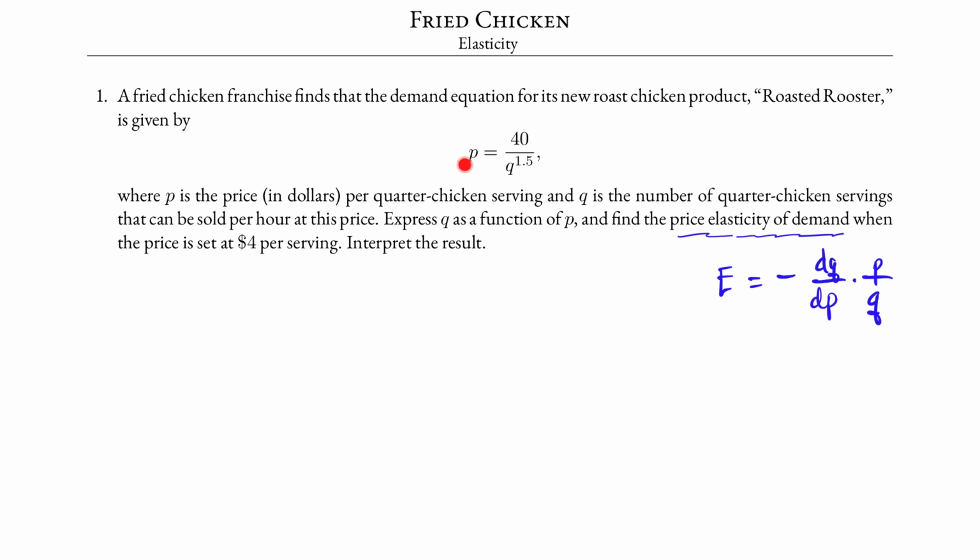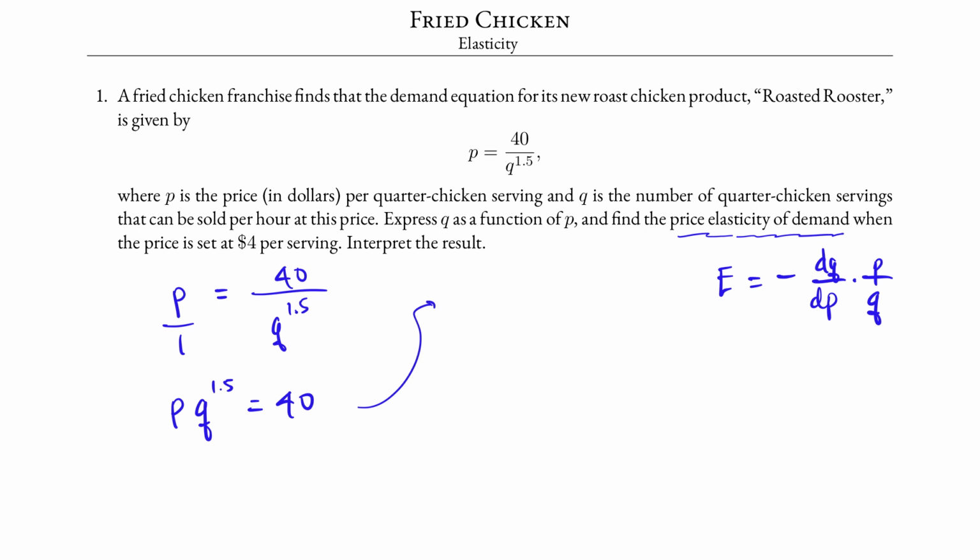However, the formula is given as P equals, or price in terms of the quantity. What we need is Q equals so that we can take the derivative. And that is why we would need to express the given equation P equals 40 over Q to the power 1.5 in terms of P. Q equals something. P is P over 1. Cross multiply, we will get P times Q to the 1.5 power equals 40 times 1, which is 40.